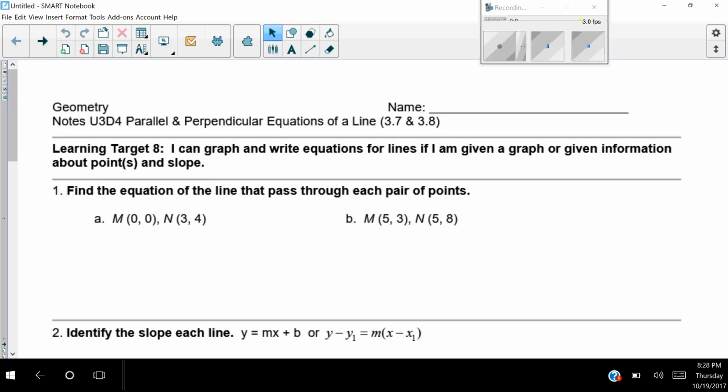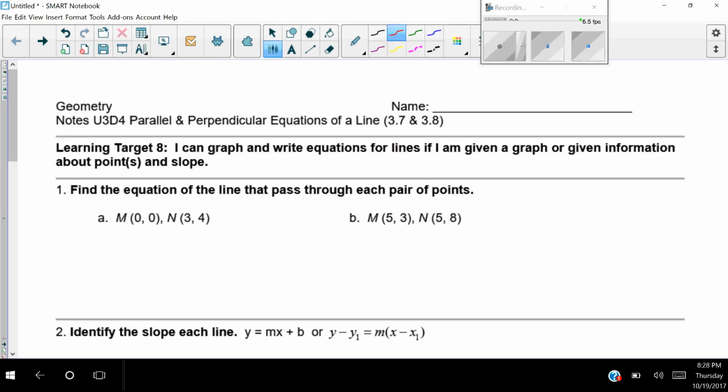Today we're going to go over Unit 3, Day 4. This is just reviewing and going over a little bit more of the parallel lines and perpendicular lines. It says, find the equation of a line that passes through each pair of points. I'm going to try this one and end because I want you to see this.